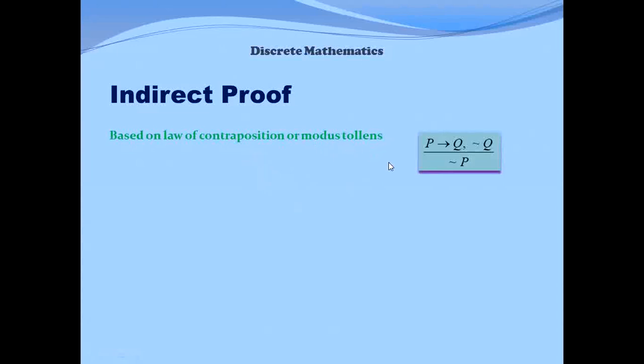Contraposition or modus tollens says if P implies Q and not Q are true, then not P will be true. This is the formula for contraposition or modus tollens. It means if not Q is true, then Q will be false. Similarly, if not P is true, it means P is false. So this formula can also be read as: P implies Q is true and Q is false, then P will be false. There are two ways to read it.